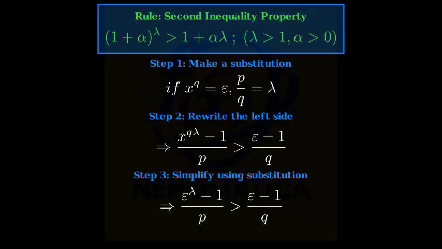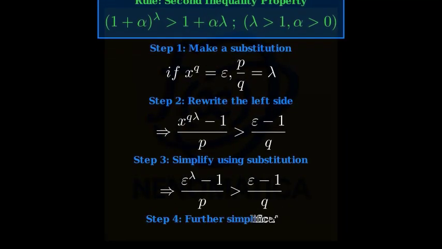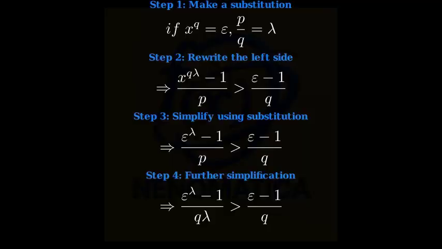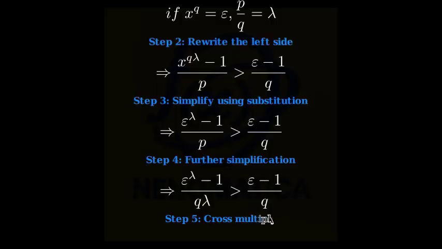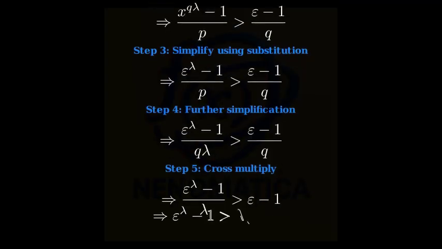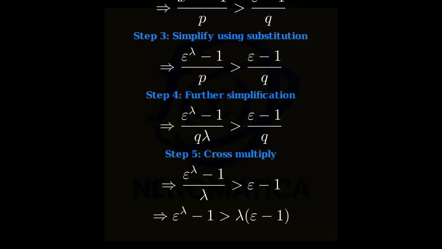We also know that p equals q times lambda. This gives us the following inequality. Let's continue the simplification process. We can replace p with q times lambda in the denominator of the left fraction. Now, let's manipulate this inequality to isolate terms. First, we multiply both sides by q to eliminate the denominator on the right side. Then, we multiply the right side by lambda to get a common factor between both sides.